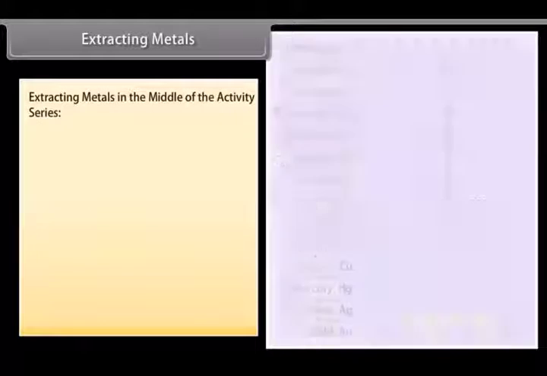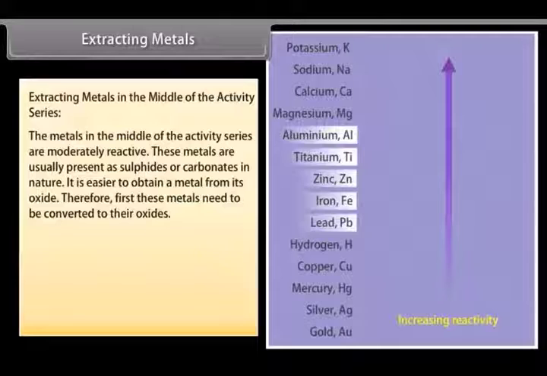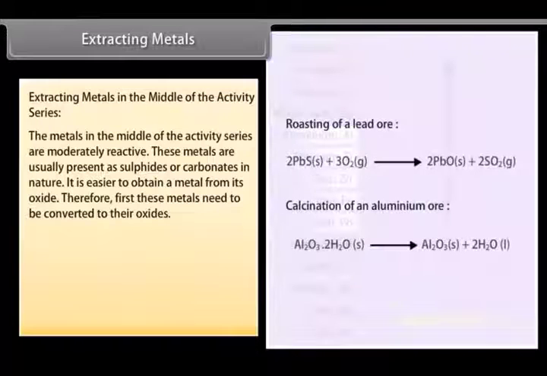Extracting metals in the middle of the activity series. The metals in the middle of the activity series are moderately reactive. These metals are usually present as sulfides or carbonates in nature. It is easier to obtain a metal from its oxide. Therefore, first these metals need to be converted to their oxides.